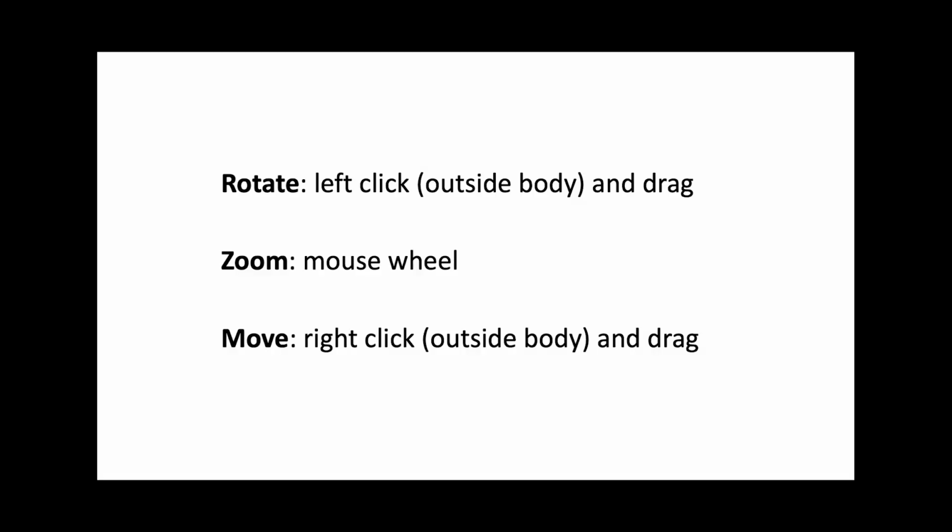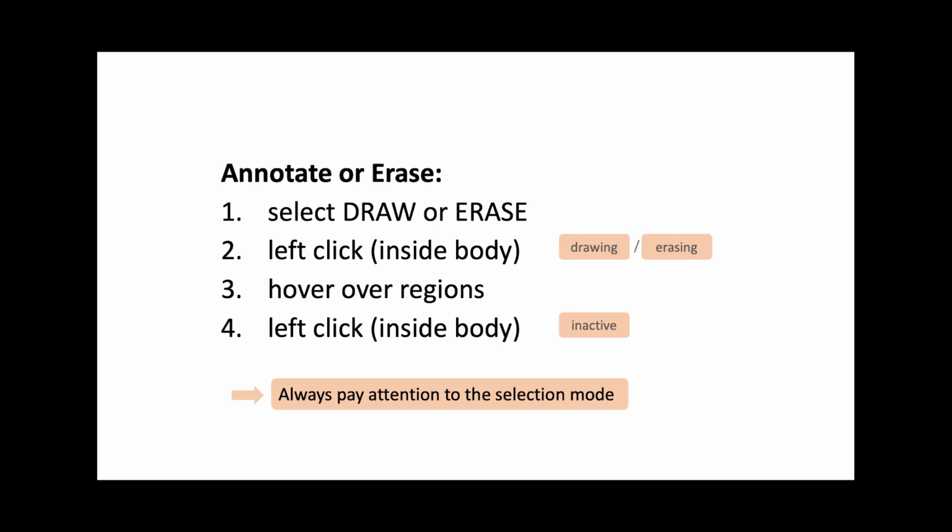Now we quickly summarize. To rotate the body, move your cursor away from the body, click left and drag. To zoom, use your mouse wheel. And to move the body, right-click outside the body and drag. In order to draw or erase, click the corresponding button.